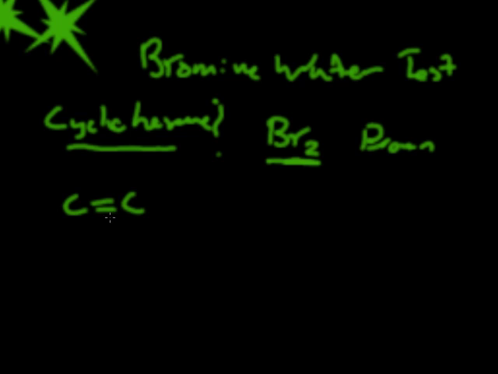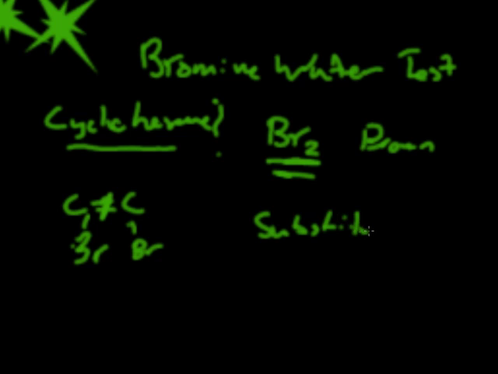That's because this double bond readily reacts with the bromine and incorporates it straight in without any problems, creating a dibromo compound. Now, if it's an alkane, if it's cyclohexane, then it's not going to readily react. It's only going to react very slowly, because it's undergoing instead a substitution reaction. It's only going to very slowly change the color, and only in the presence of UV light.